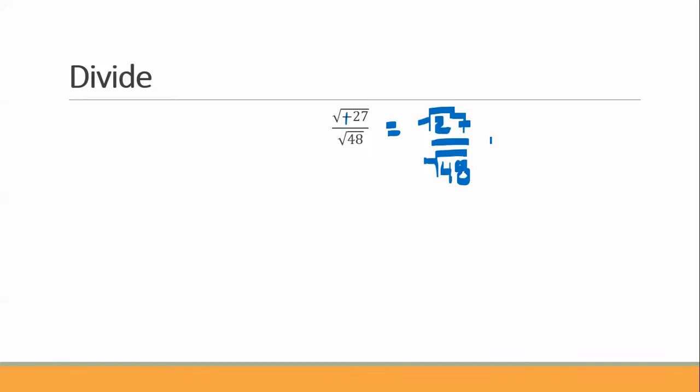The first thing you want to do when you're doing these is see if there's a common factor. Is there something we can divide out? Sure enough, they both have a 3, so we can divide numerator and denominator by 3, and we get the square root of 9 over the square root of 16. The square root of 9 is 3, and the square root of 16 is 4.